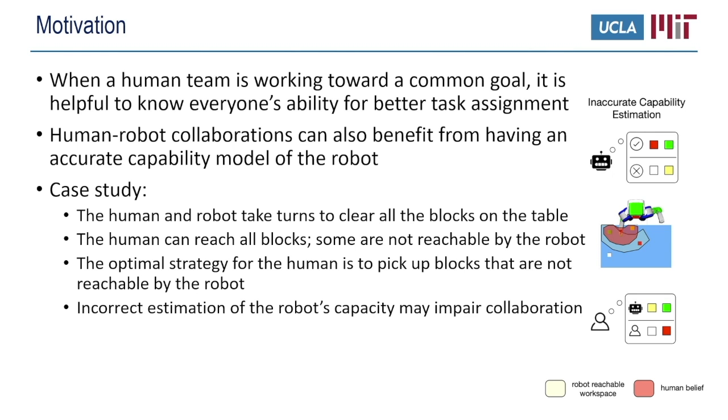For such a task, the optimal strategy for the human is to pick up blocks that are not reachable by the robots. If by mistake, the human believes that the robot can reach the yellow block and picks it up, the robot may have nothing to do in later rounds, resulting in a worse collaboration performance. As you can see from this case study, incorrect estimation of the robot's capability may impair collaboration.